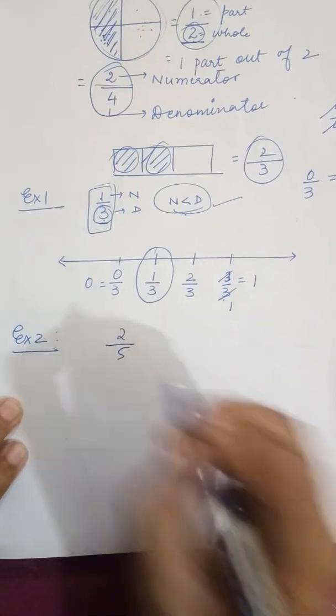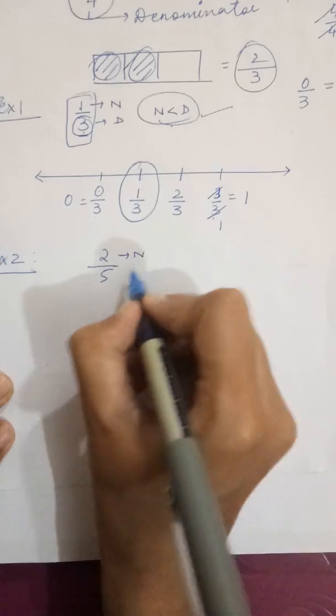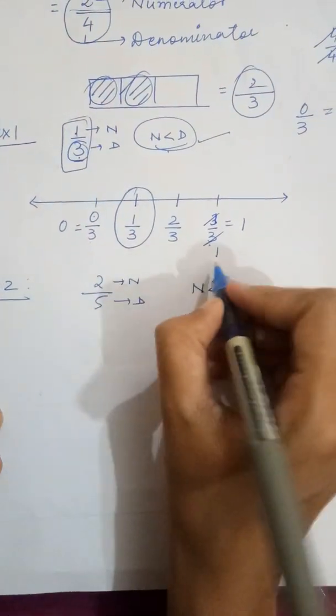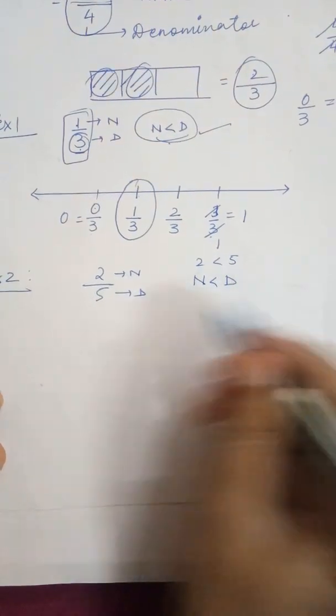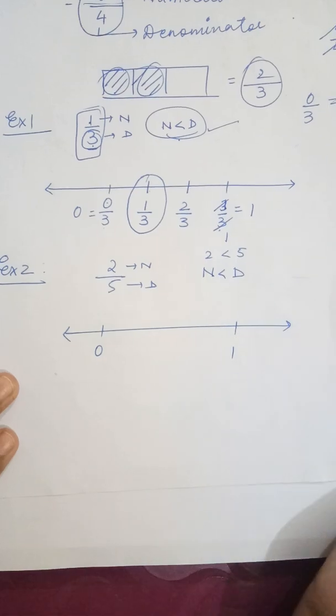You have to represent 2 upon 5. Now what are you going to do? Again, I can see that this is the numerator and this is the denominator, and the numerator is less than the denominator because 2 is less than 5. So I am going to draw a number line and I am going to write between 0 and 1.